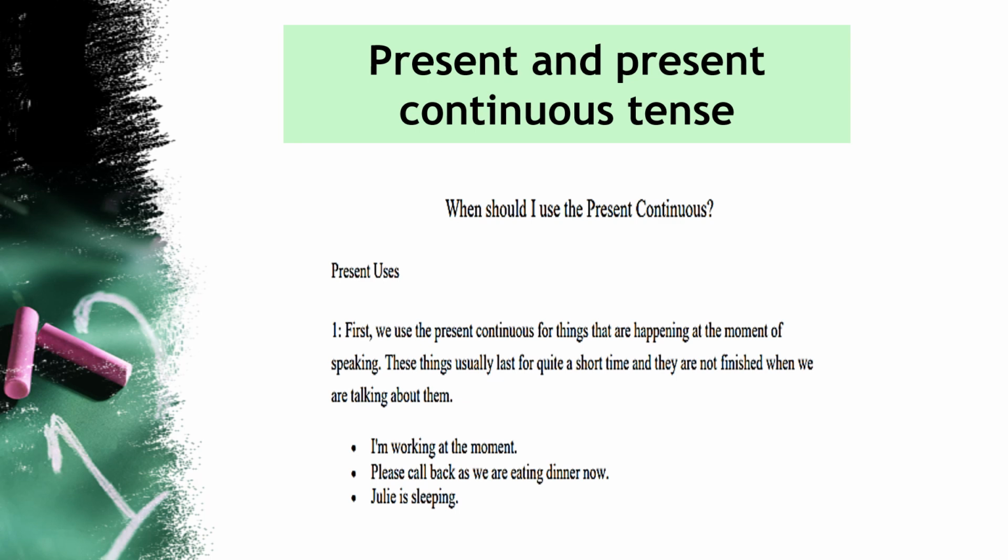Okay, now the present and present continuous tense. Sometimes we get confused about when we are able to use the present simple or when we should use the present continuous. First, we use the present continuous for things that are happening at the moment of speaking. These things usually last for quite a short time, or they are not finished when we are talking about them.